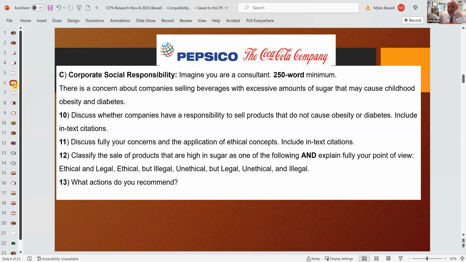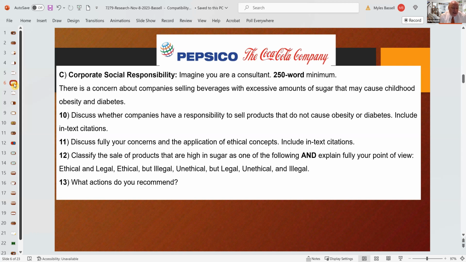And finally, as it relates to this issue, what actions do you recommend? What do you think a company like PepsiCo or the Coca-Cola company should do? Should they stop selling soft drinks that have sugar? Or is what they've done so far enough?